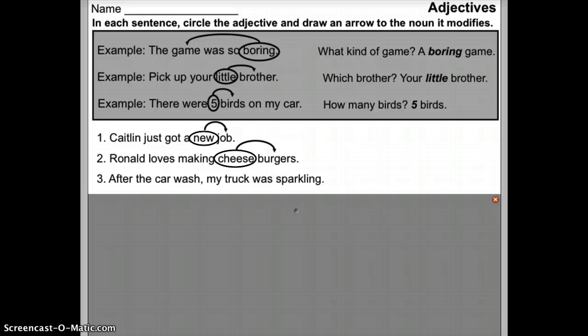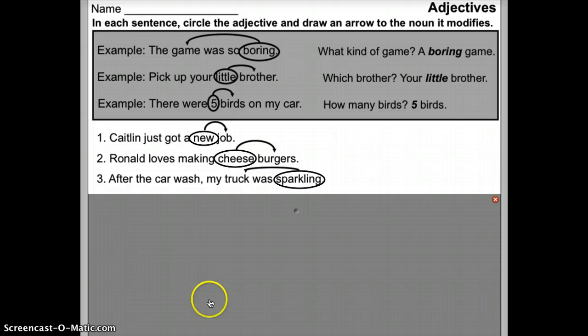Okay, we're going to look at one more on this assignment, and I want to do this one specifically because it's a little tricky. It says, after the car wash, my truck was sparkling. Okay, so a couple things to look at. First thing is, what are the adjectives? What are the describing words? So I know just off the top of my head that sparkling is a describing word. It tells us how something looks, and in this case, it's telling us how the truck looks. So, what kind of truck? A sparkling truck. Or which truck? The sparkling one. The truck was sparkling. Sparkling adjective describes the noun truck.